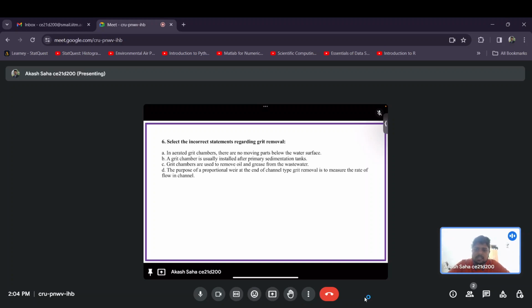It says select the incorrect statement regarding grit removal. So now we are talking about grit removal. The first statement says, in aerated grit chambers, there are no moving parts below the water surface. Second statement, a grit chamber is usually installed after the primary sedimentation tank. The third statement says grit chambers are used to remove oil and grease from the wastewater. The fourth statement says the purpose of a proportional weir at the end of the channel type grit removal is to measure the rate of flow in channel.